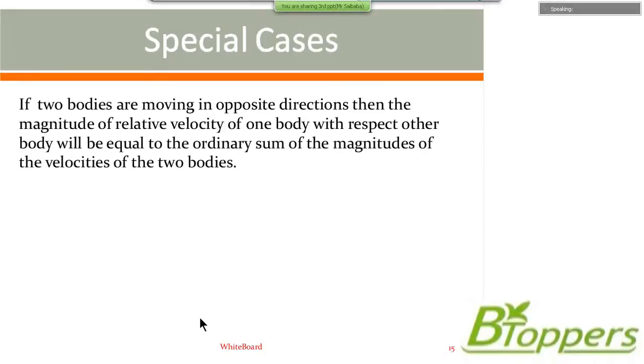So if two bodies are moving in opposite directions, then the magnitude of relative velocity of one body with respect to the other body will be equal to the ordinary sum of the magnitudes of the velocities of the two bodies.